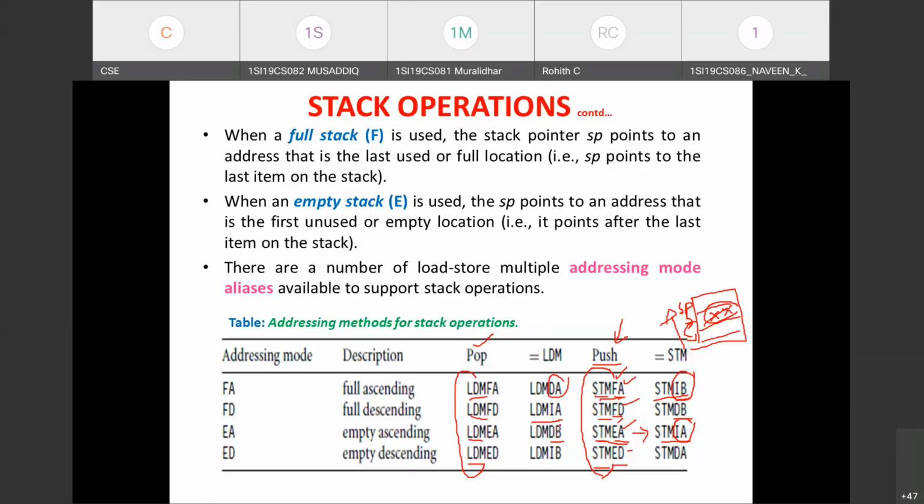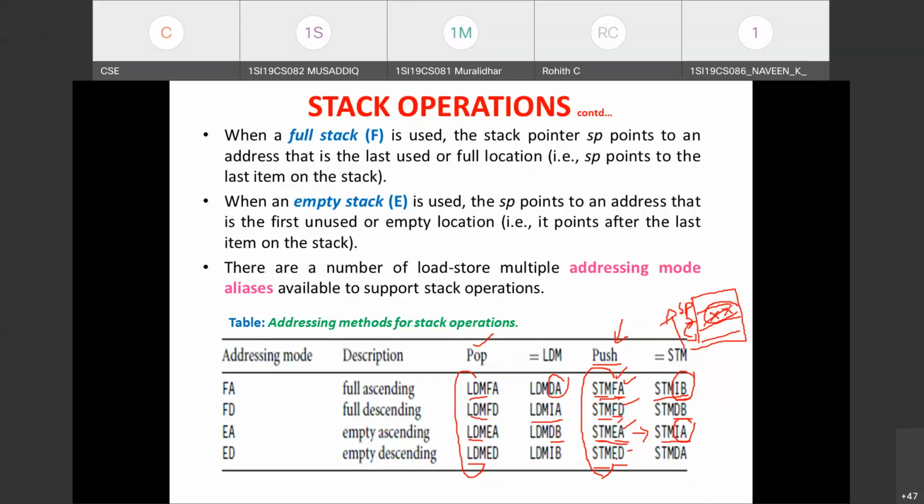Okay, so that's why it is decrement before. All these addressing modes I'll show you with examples how it actually works. Coming to the last addressing mode, STMED. This is the instruction. The addressing mode used is ED, meaning empty stack, and it is a descending stack.